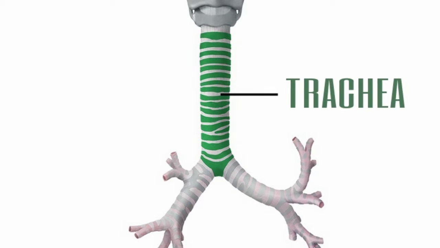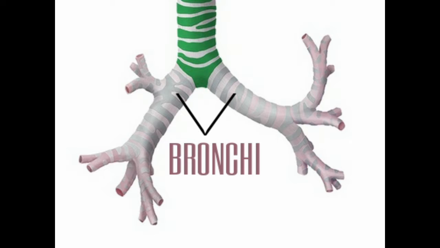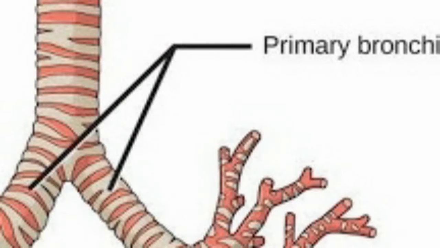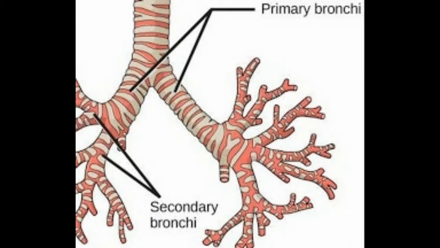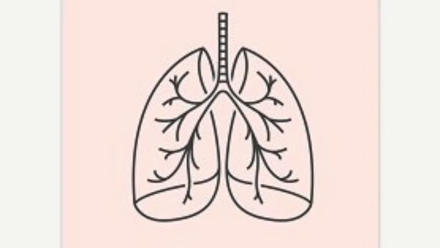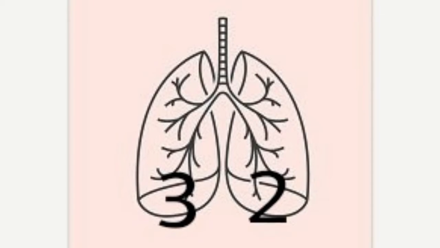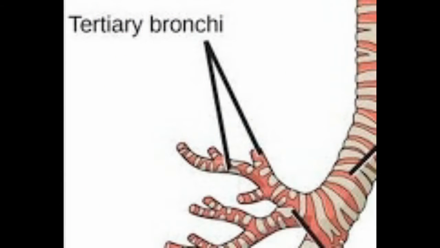At the inferior end of the trachea, the airway splits into left and right branches, known as the primary bronchi. The left and the right bronchi run into each lung before branching off into smaller secondary bronchi. The secondary bronchi carry air into the lobes of the lungs, 2 in the left and 3 in the right lung. The secondary bronchi in turn split into smaller tertiary bronchi within each lobe.